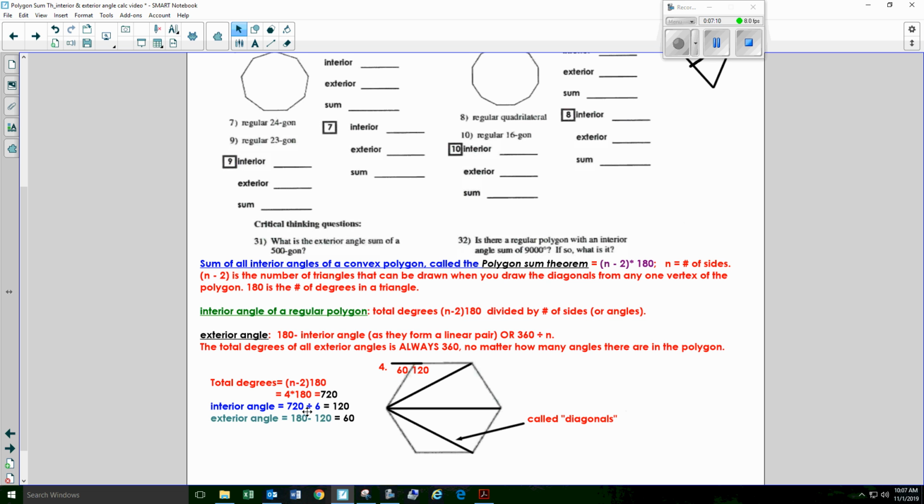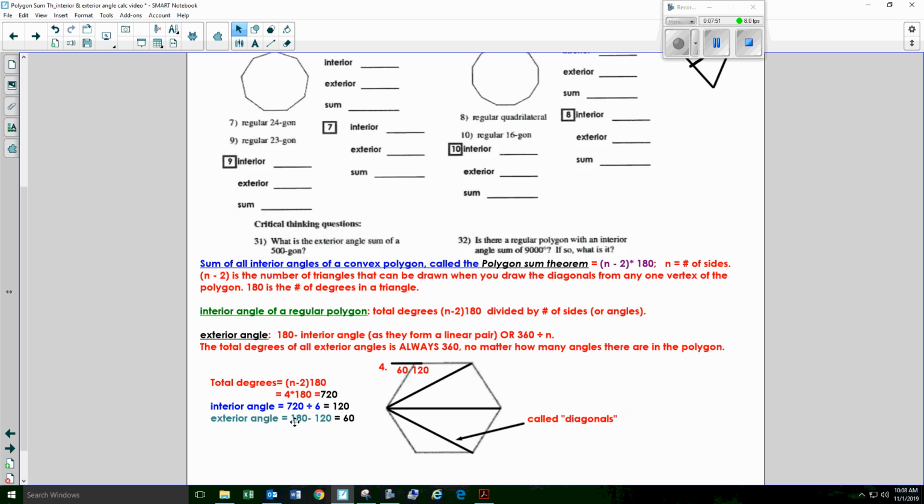You can also get that by, as it says here, 360 divided by n, so n was 6 sides or 6 angles, 360 divided by 6 is 60 degrees also. And as it tells you as a final note here, the total degrees of all exterior angles is always 360. So if I add up the exterior angles, it's always going to be 360 no matter how many angles there are. Doesn't matter how many angles there are in the polygon, the total degrees of the exterior angles is always 360. So to get that angle, you can just do 360 divided by the number of angles, or I can create my linear pair after I find out my interior angle, and then do that.